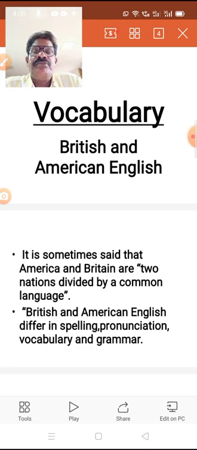Today, we are going to have a discussion on an interesting topic that comes under vocabulary: the difference between British vocabulary and American vocabulary.